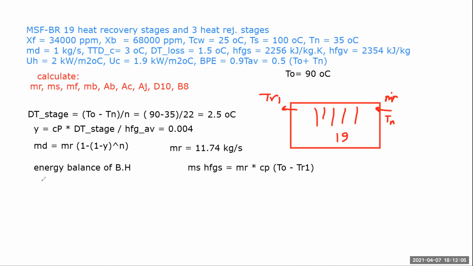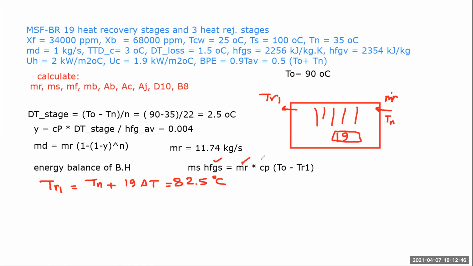So I can say here that TR1 is equal to Tn plus 19 into delta T, because the temperature increases in each one of these by a value of delta T. So delta T into this number, which is 19. We have 19 here, and we have 3 in the heat rejection section. So from here we can get the value of TR1. And the TR1, once you get it, will calculate to 82.5 degrees Celsius.